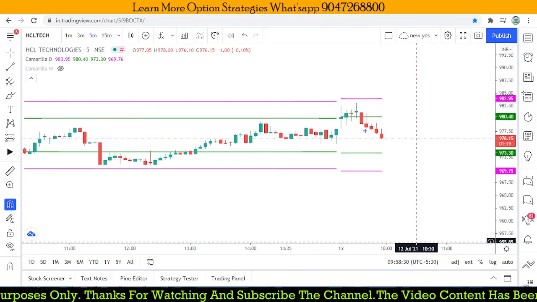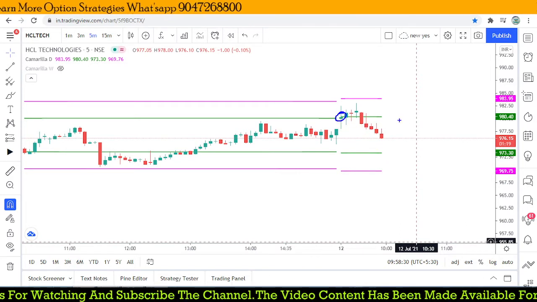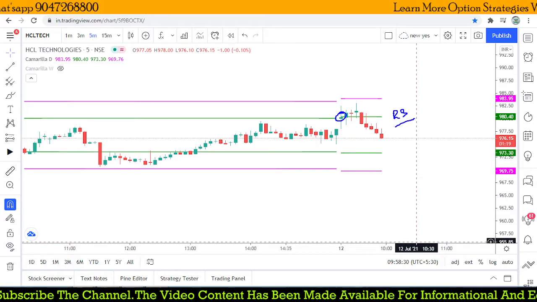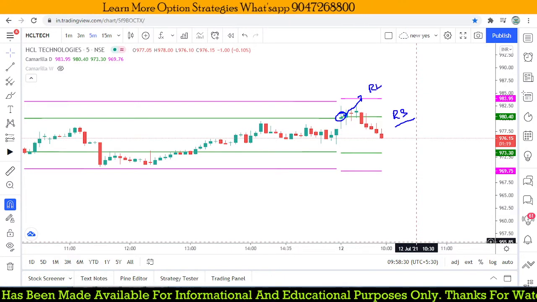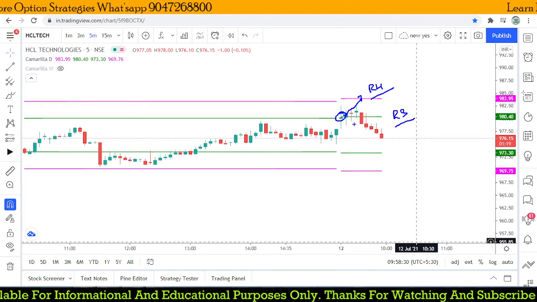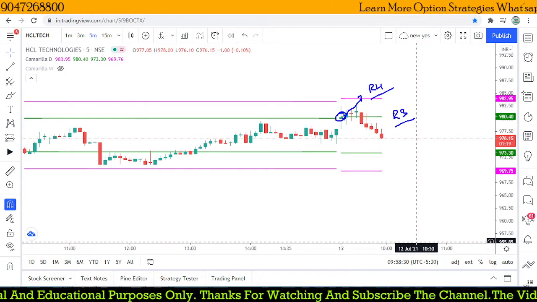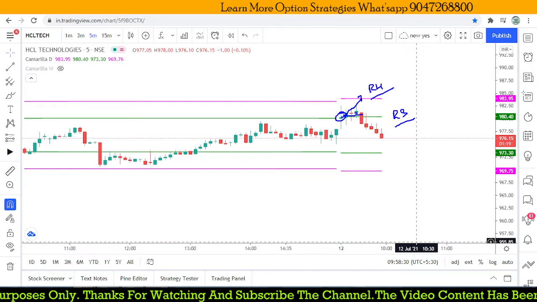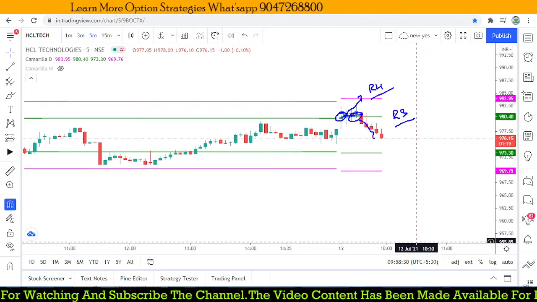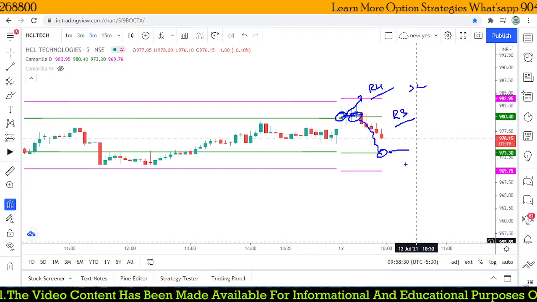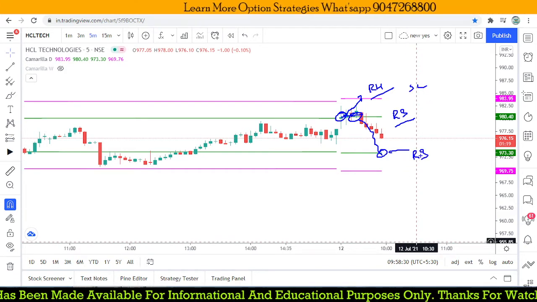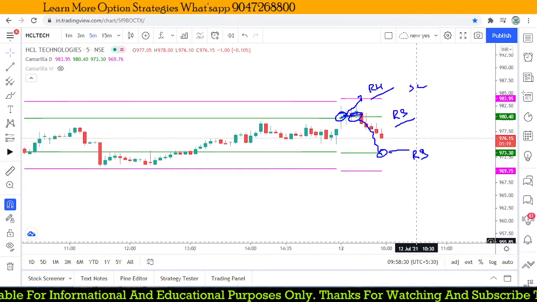On opening itself, it is opening around R3, that is resistance 3, but it could not break the resistance 4. So the strength is a little bit weaker here, and we got a sell. If you are taking the sell over here, we can wait for a target of this, giving a stop loss, and R3 as our target. This is what we are expecting, a range kind of trade.